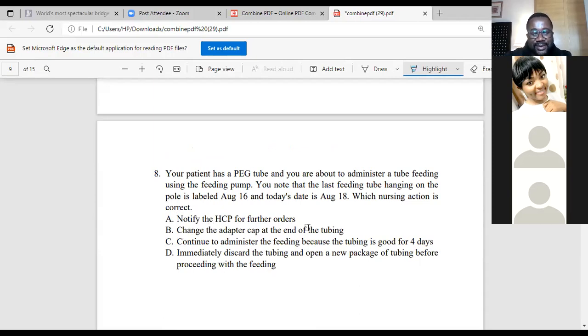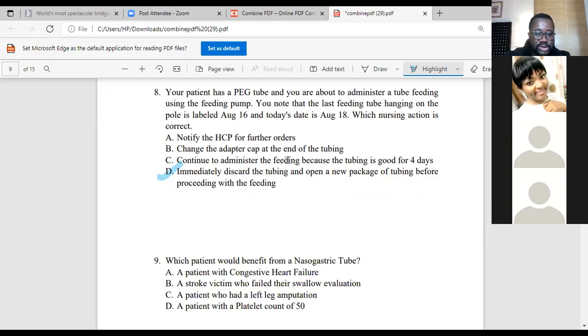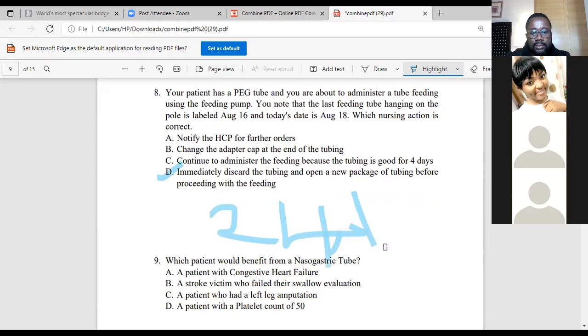Notify the healthcare provider for further orders. Why? Change the adapter cap at the end of the tubing. Why? Continue to administer the feeding because the tubing is good for 4 days. Seriously? Immediately discard the tubing and open a new package of tubing before proceeding. Correct. The feeding bag should not be there for more than 24 hours. Even if feeding is still inside, discard it and get a new bag. It shouldn't be more than 24 hours.